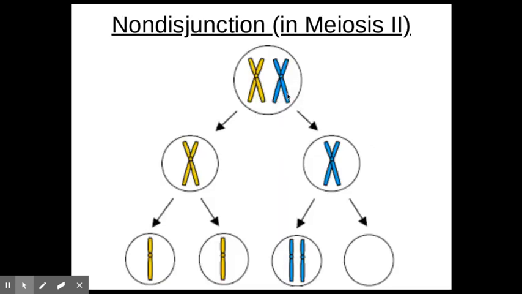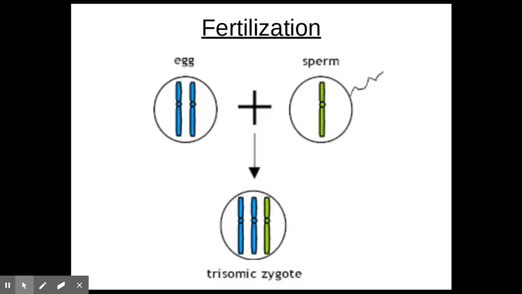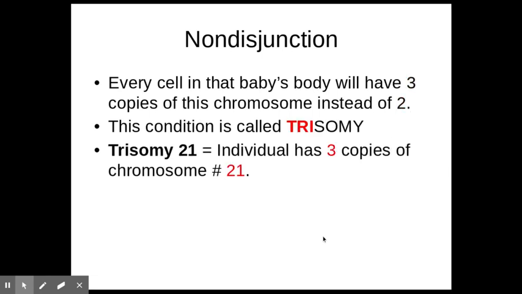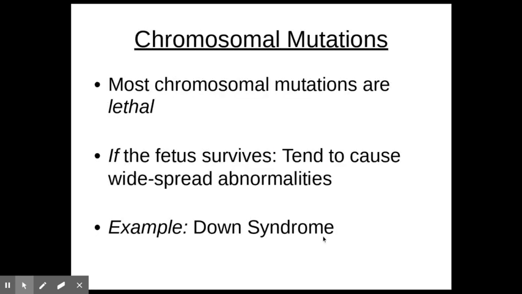So you can see that here in meiosis 2, there's supposed to be one chromosome in each egg, and then they separate into one chromatid in each egg, and then this one did not separate, so this egg doesn't have anything. When you have a fertilization with this, you end up with a trisomy effect where you have 3 parts in your egg instead of 2. So every cell in the baby's body will have 3 copies of the chromosome instead of 2, and this condition is called trisomy. Trisomy 21 is when an individual has 3 copies of chromosome number 21, and that's usually called Down syndrome.